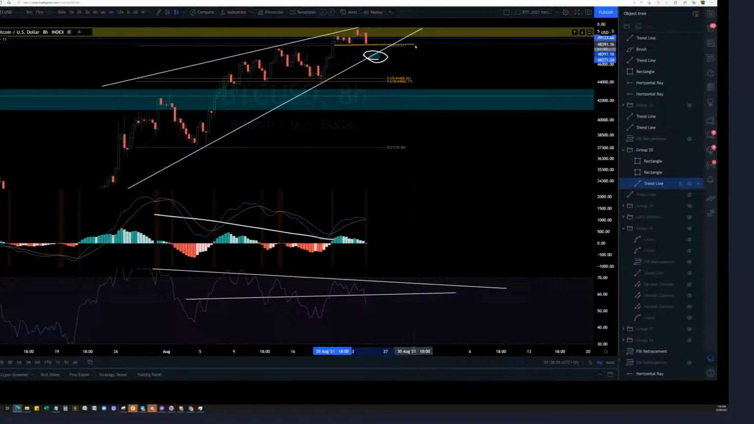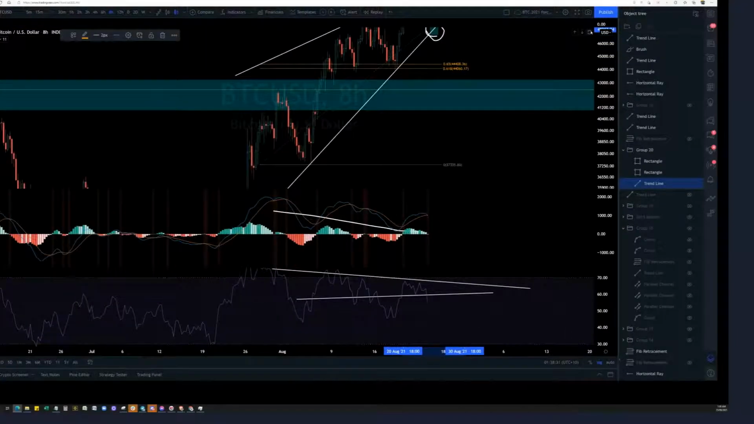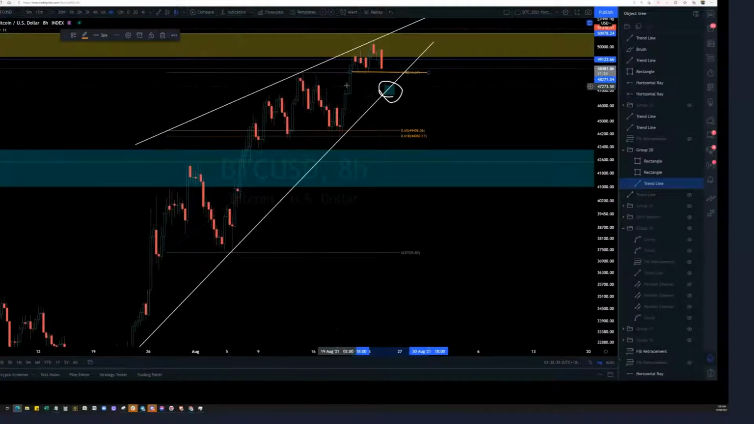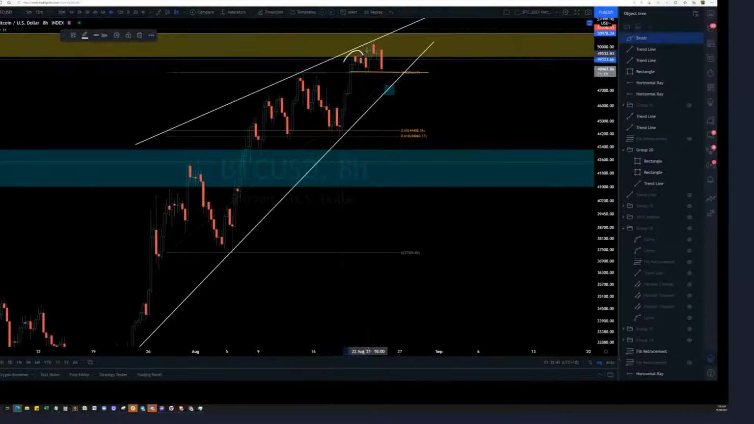So I've got this yellow line as support. And my thinking is, if I just maximize this, that we're going to have a head and shoulders in the making. So we've got the left shoulder, we've got the head, and we might get a bounce.